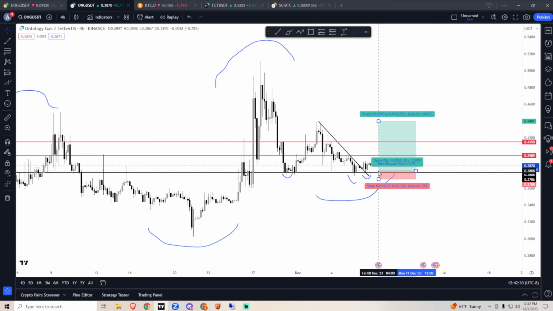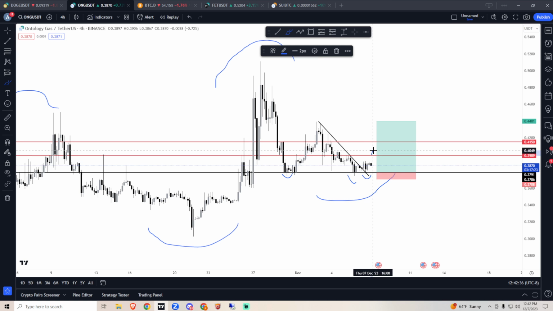right? But safer one would be, again, long its support, or you wait until mid-range is flipped to support, and then you long there with stops somewhere below here. We need more candle information, and then you target there.